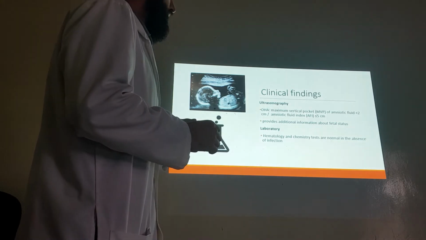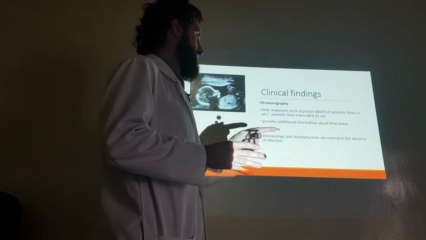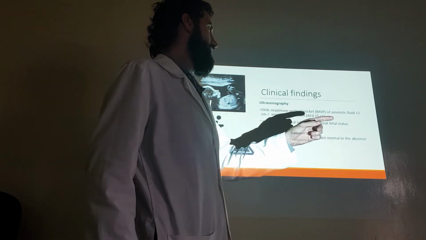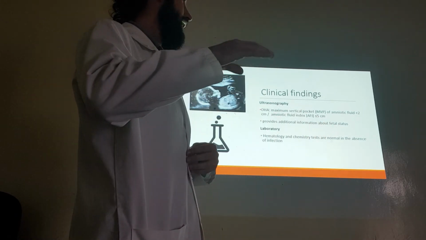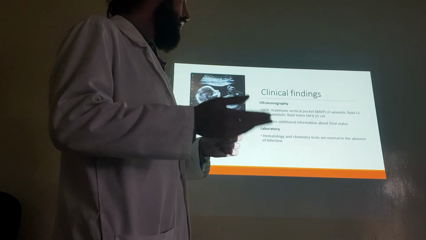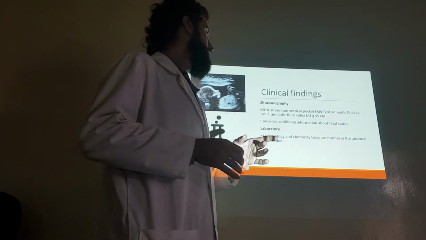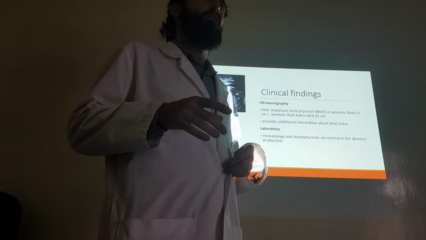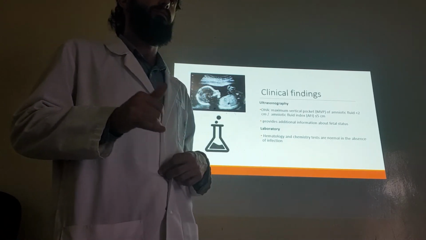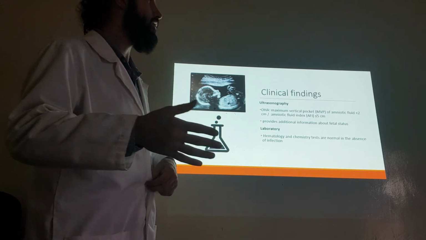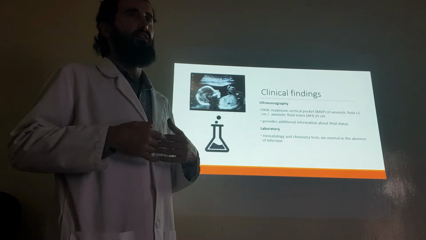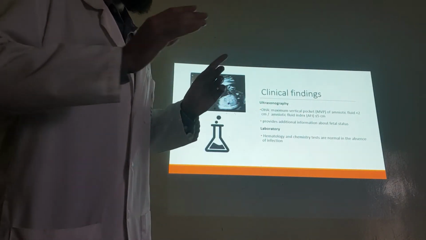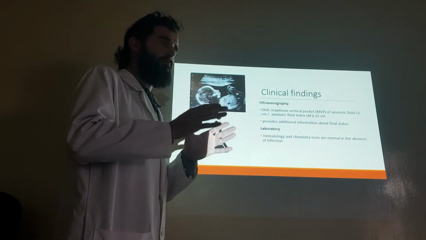Perfect. So it's defined, just a few words about it, as a maximum vertical pocket, or MVP, of amniotic fluid less than or equal to 2 centimeters. Or another definition is the amniotic fluid index, or AFI, less than or equal to 5 centimeters. Perfect, clear? And also, of course, the ultrasound will provide us the information about the fetal status. Okay? So, the laboratory, why is it so important?